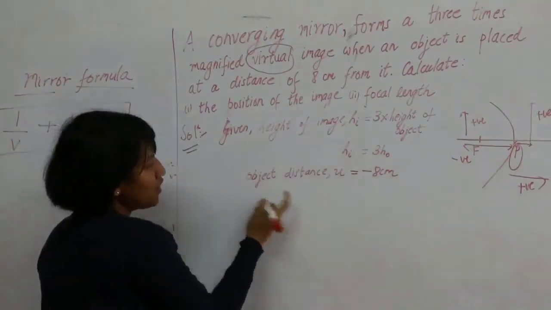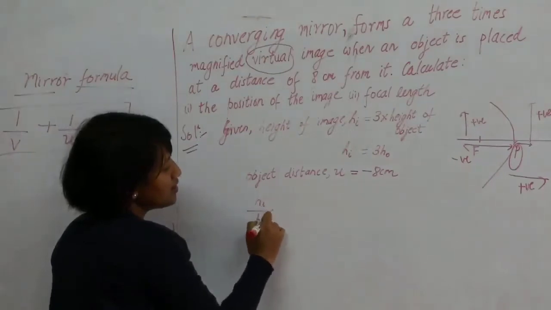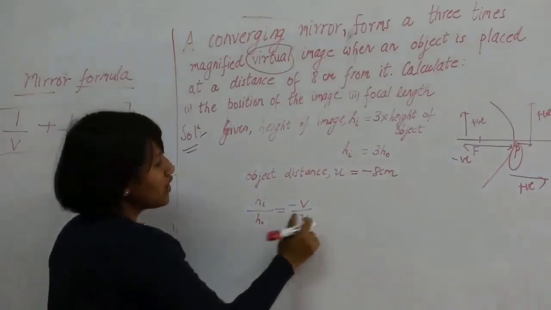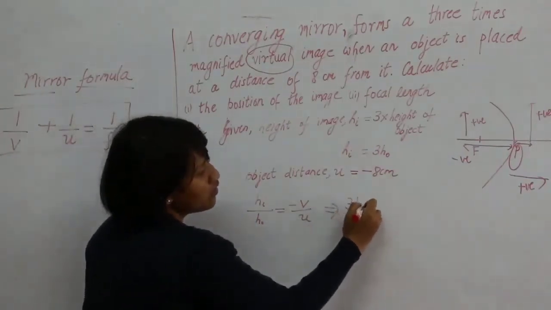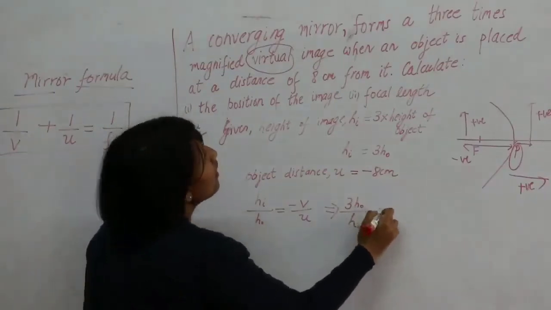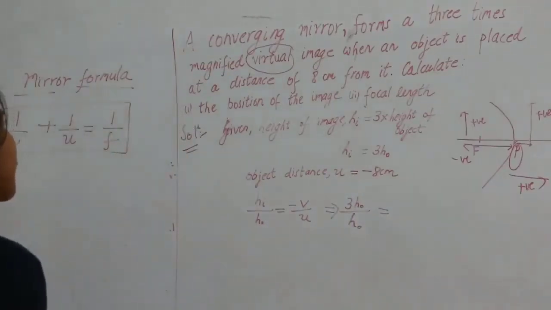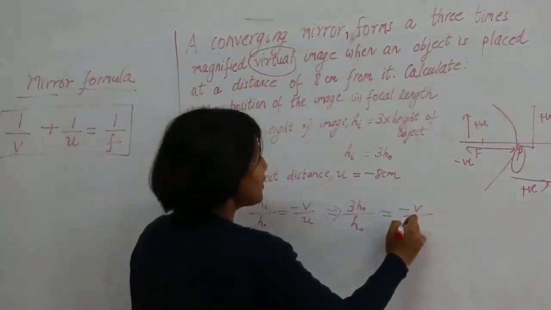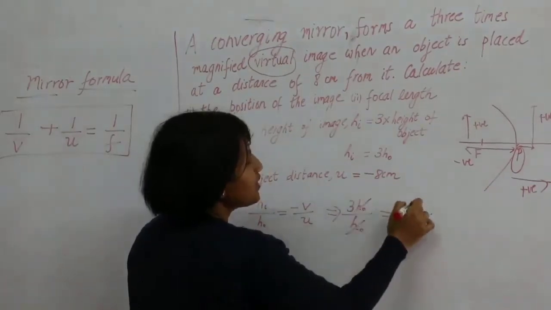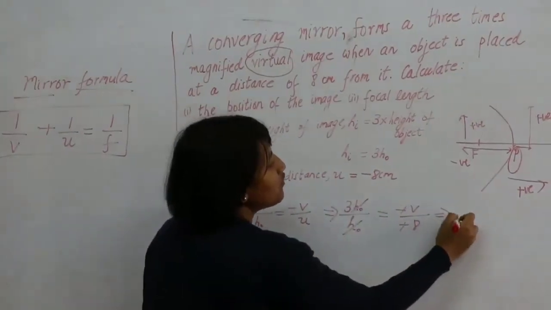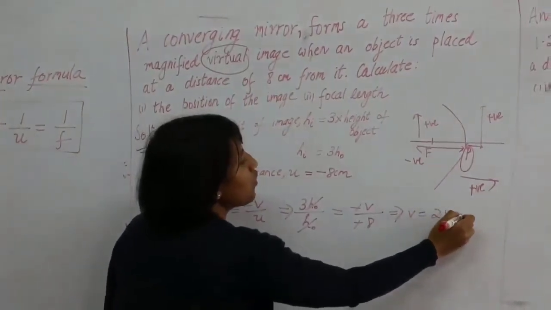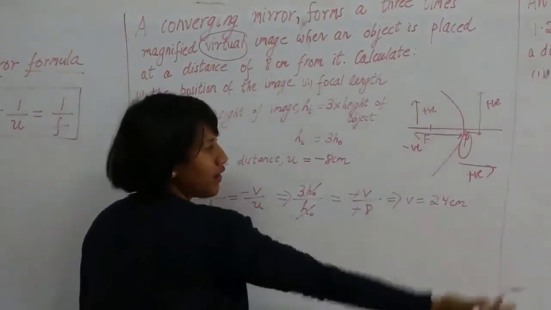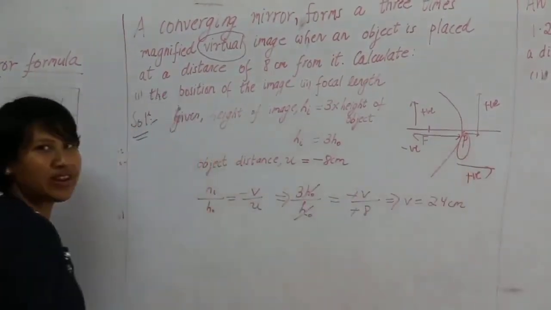To solve this one, we use magnification. They are equal, right? Now what is hi? 3h0, and this is h0. And then what is v? We have to find out, and this is minus u. h0 and h0 cancel, minus and minus cancel. We get v to be 24. Make sure the sign is positive because it is towards the right. So it's correct.